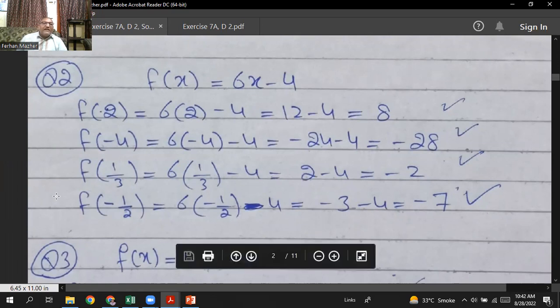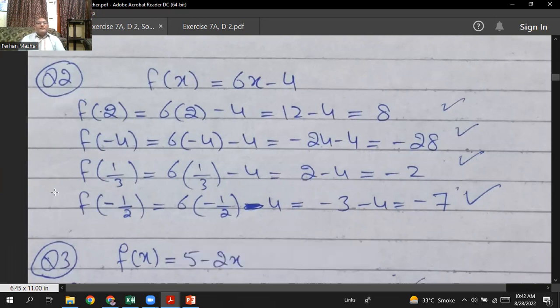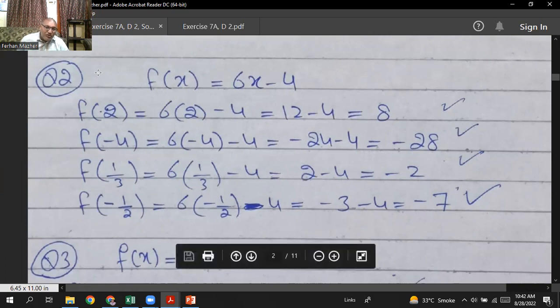Next, in the formula, I'm going to put 1 by 3 in the place of the variable. So you will have 6 into 1 by 3 minus 4. 3 twos are 6, and 2 minus 4 will be minus 2.